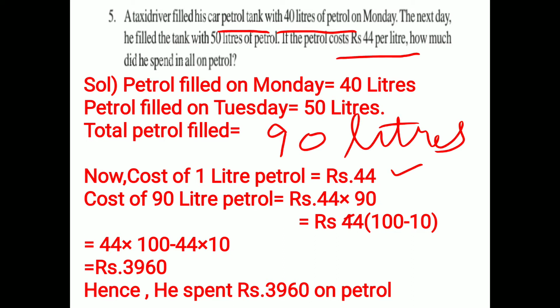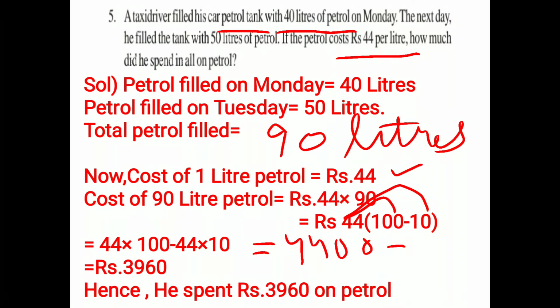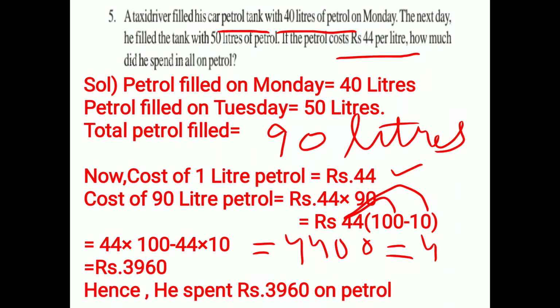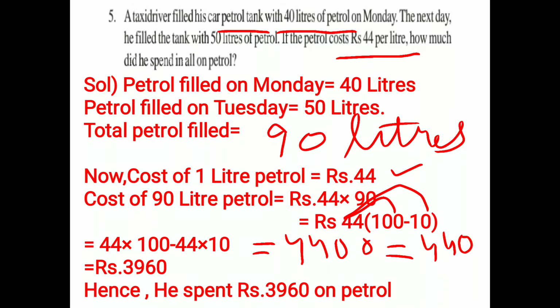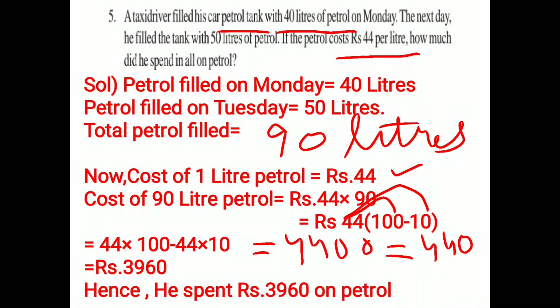Now 44, firstly I multiply with 100 and then I multiply by 10. And what answer comes? I will subtract them. So firstly we write 44 into 100 minus 44 into 10. When I multiply 44 with 100, my answer is 4400, minus 44 into 10, my answer will be 440. Clear? Now you subtract them. When you subtract, your answer will be rupees 3960.